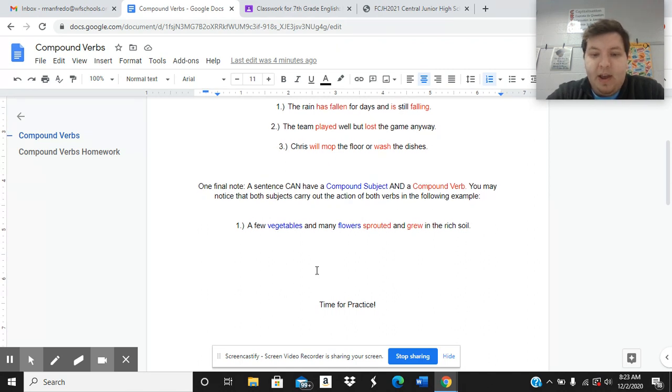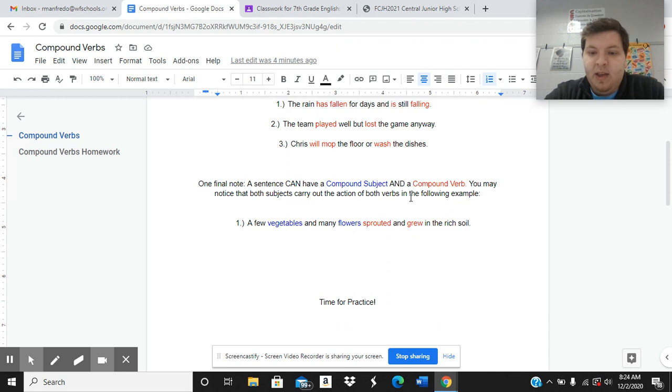There's one more thing that I have to tell you before we move on to homework. A sentence can have a compound subject and a compound verb. Those two things are not mutually exclusive. They can both be in the same sentence at the same time. We'll look at an example of what that might look like. You may notice that both subjects carry out the action of both verbs in the following example. We have the compound subject and the compound verb, and both of those subjects have to carry out both of those actions in the sentence.